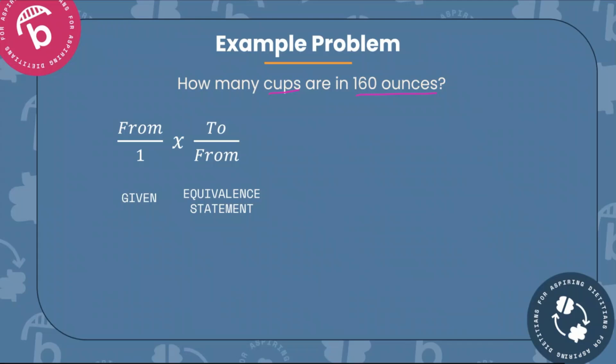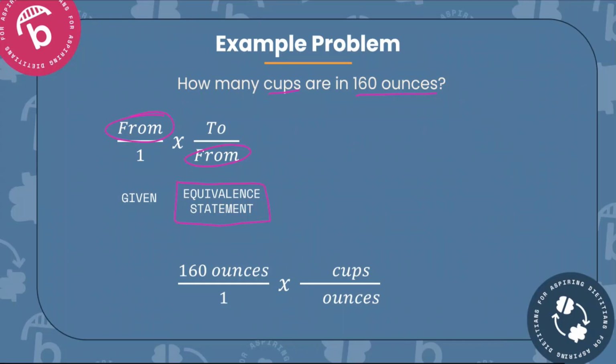So 160 ounces is our given. We're going to put it right here in the from box. 160 ounces is our given. And then remember, whatever units are in the top from box go in the bottom from box. So if we were to set this up, it would look like this: 160 ounces times however many cups are in however many ounces. What do I mean by that? We need to know the equivalence statement in between cups and ounces.